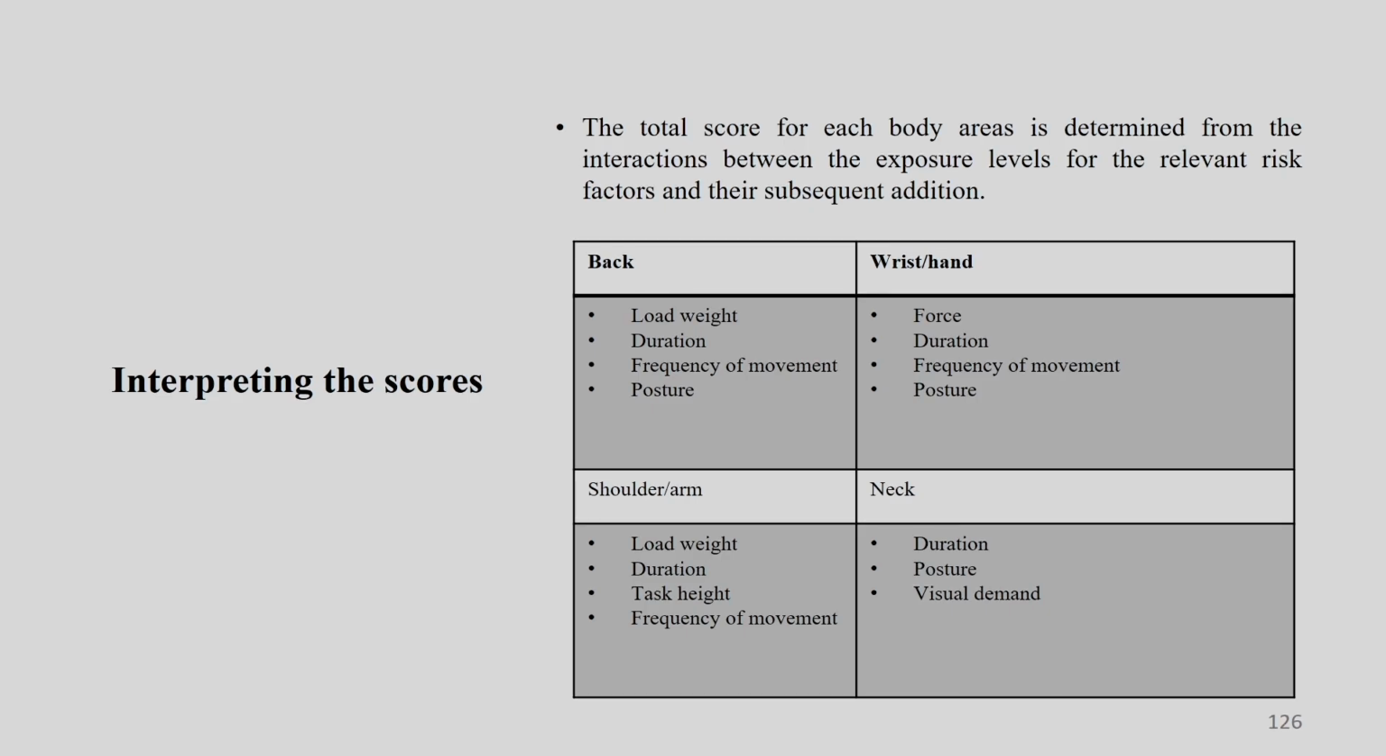The total score for each body area is determined from the interaction between the exposure levels for the relevant risk factors and their subsequent addition. So for the back, you have load, duration, frequency of movement and posture. For the wrist or hand, you have force, duration, frequency of movement and posture. Like that you have for the shoulder, and for the neck. So these are the ways where you can do your intervention or design changes.